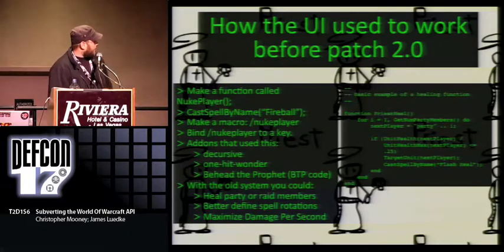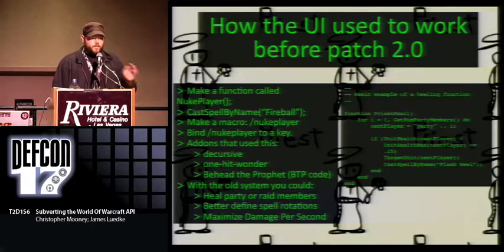This allowed certain add-ons like Decursive and One-Hit Wonder, the code that we had originally written, to work. People used this extensively to do all sorts of really cool things, like determine if somebody needed a heal. You could do all that programmatically from a button press. And then they decided that they didn't want people to do that.